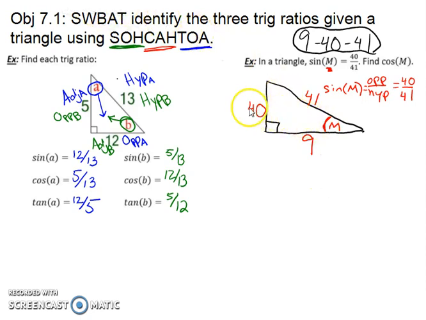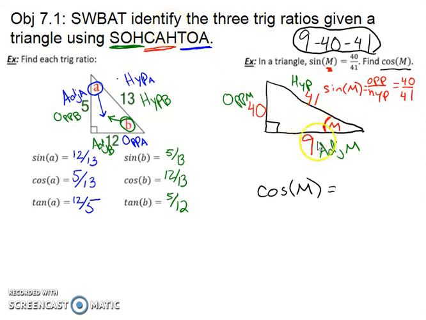I'm going to add a couple labels here. Remember, this side, the 40, was the opposite of angle M, and the 41 is the hypotenuse. I'm not going to write of angle M because, as we talked about last time, it doesn't matter. And then the 9 is the adjacent to angle M. So now when they come back here and they ask what is cosine of M, well, now it's just like the last problem we did. Cosine of M is equal to the adjacent divided by the hypotenuse, so that would be 9 divided by 41. And that is our answer.